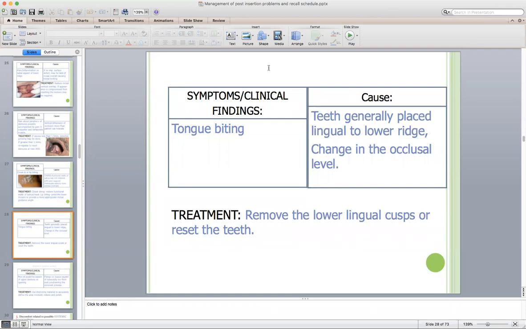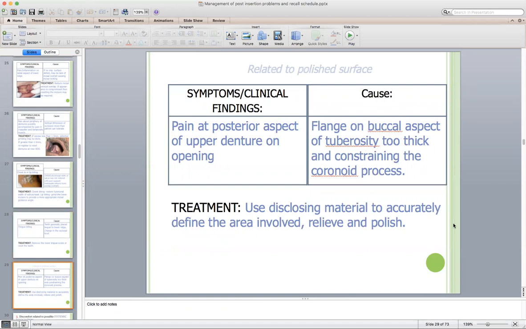If the tongue biting is not severe, try removing or trimming the lower lingual cusp as much as is feasible without altering the occlusal scheme that has been provided. And if more is required, then reset the teeth. So these were the problems related to the occlusal surface of the denture.